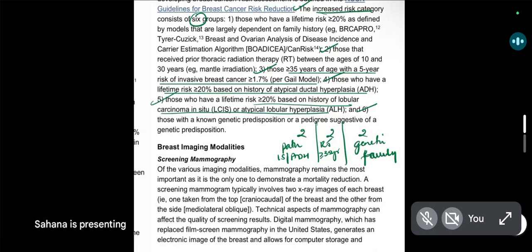Those who have lifetime risk of more than 20%, which is assessed by these risk models. That is 1. Those who have been exposed to prior thoracic radiation between 10 to 30 years. That is 2. And those with more than 35 years of age, with their 5-year risk of invasive breast cancer being more than 1.7%. Those with having more than 20% risk based on their history of atypical ductal hyperplasia or lobular hyperplasia or carcinoma in situ. So these they have taken as risk groups for screening.